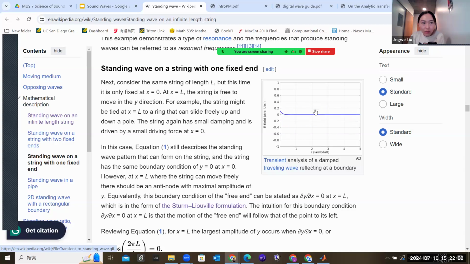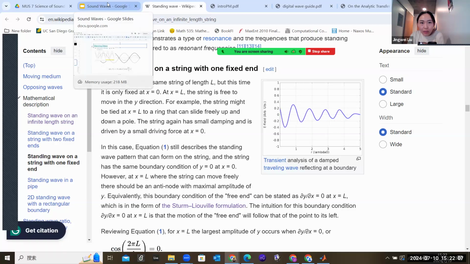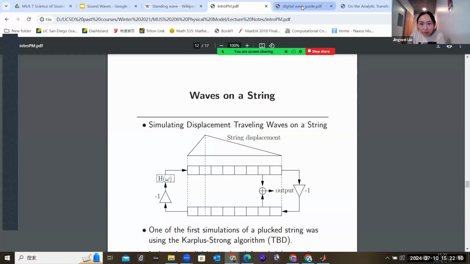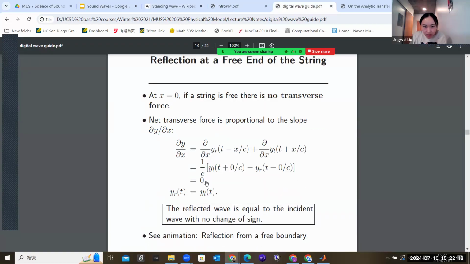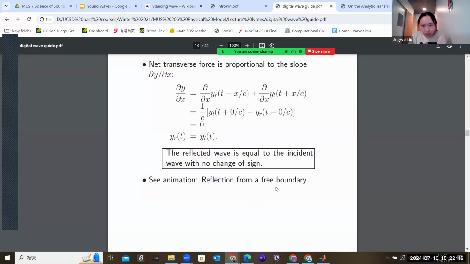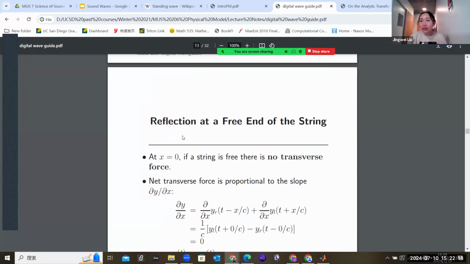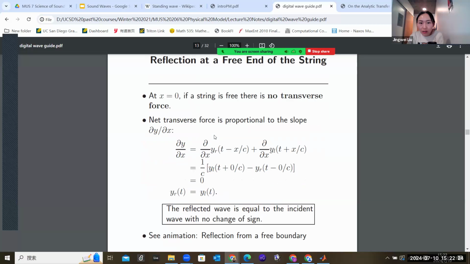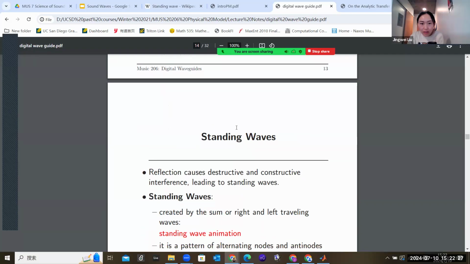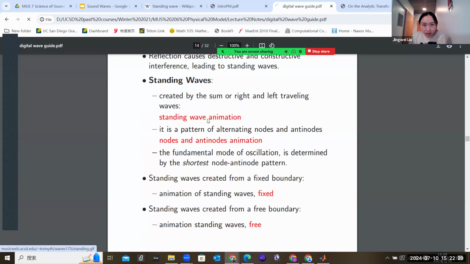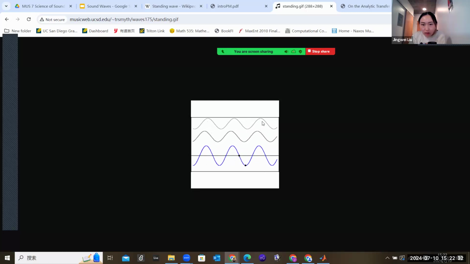Maybe this is not a really good illustration of this process, but it just means the same as the formula shows. So here we talked a little bit deeper on the reflection, the behavior of the string at the fixed end and the free end, and the standing wave. Two traveling waves, when they add up together, cause this standing wave. This is node, this is antinode.